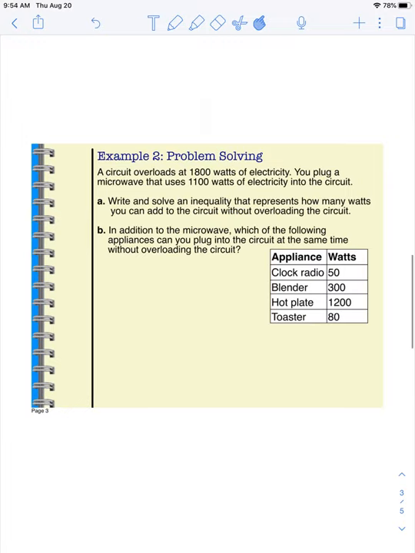All right, example 2 is some problem solving. A circuit overloads at 1800 watts of electricity. You plug a microwave that uses 1100 watts of electricity into the circuit. Write and solve an inequality that represents how many watts you can add to the circuit without overloading it. All right, so if it overloads at 1800, that means whatever power we're using has to be less than 1800. This is not equal to because it overloads at 1800.